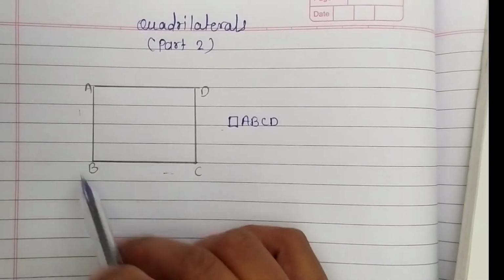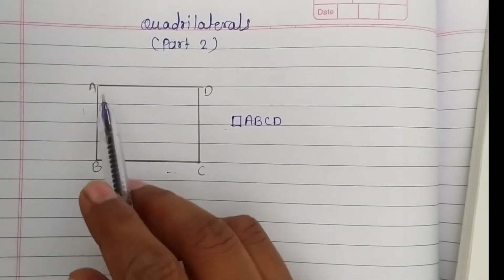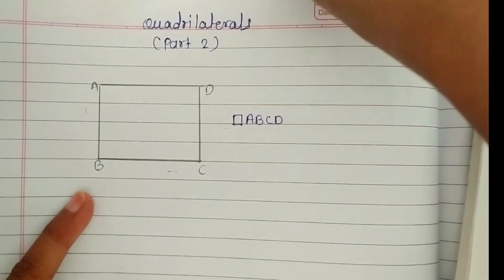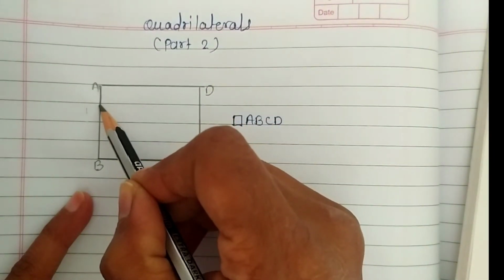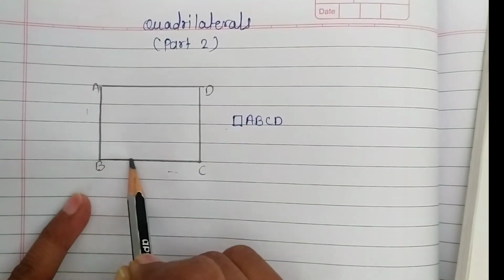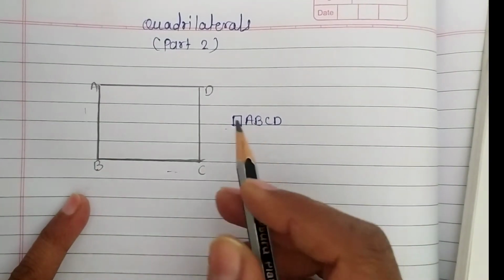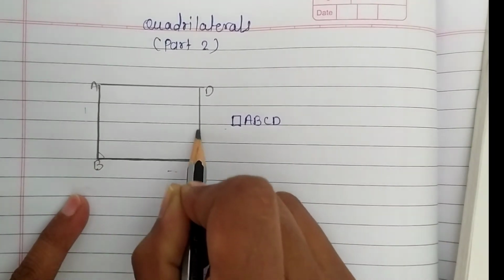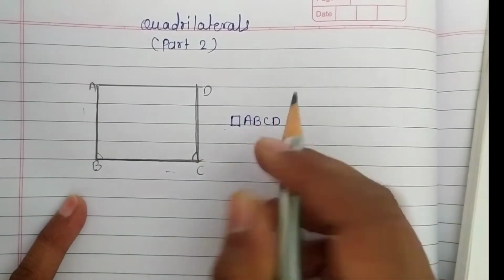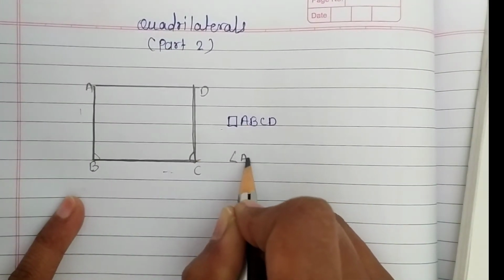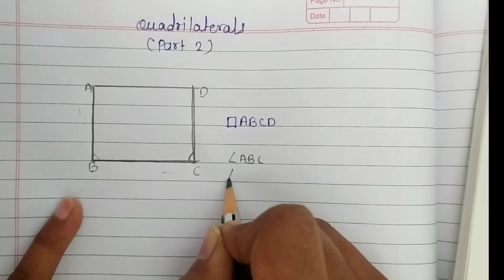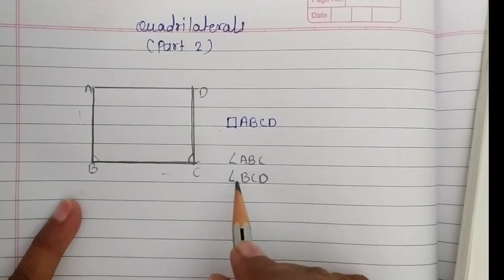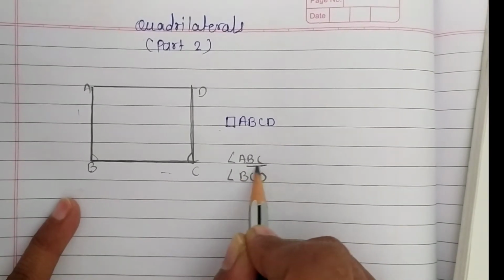Here, when we observe, we find that angle ABC, this one, and angle BCD, this one, have a common arm, that is BC.